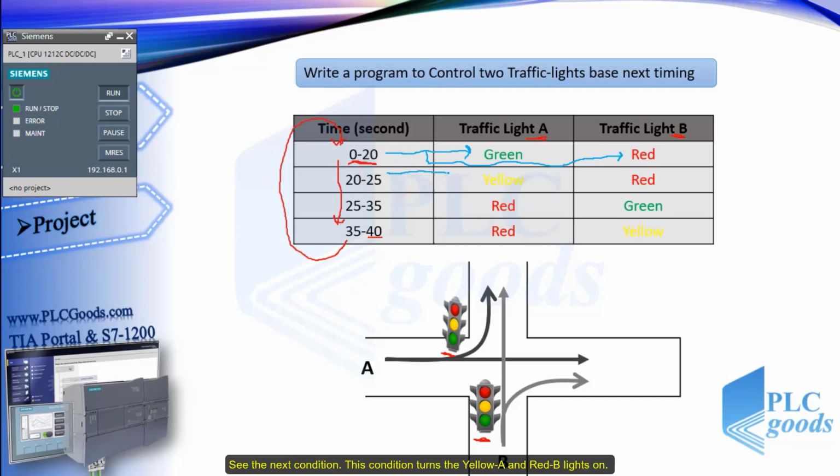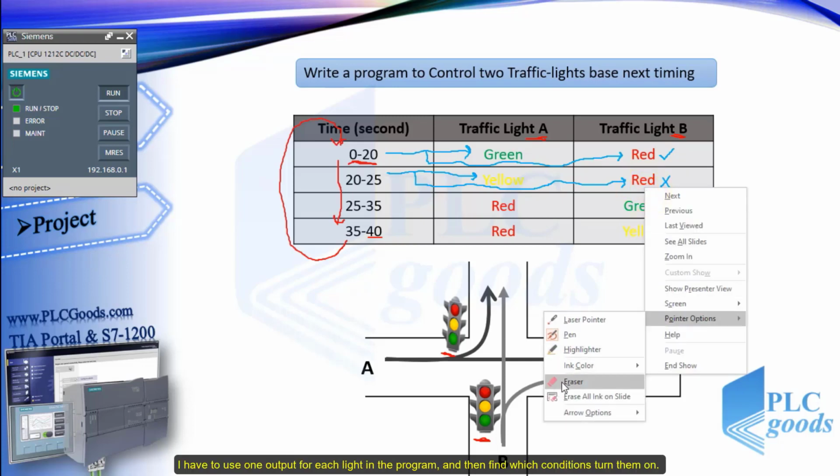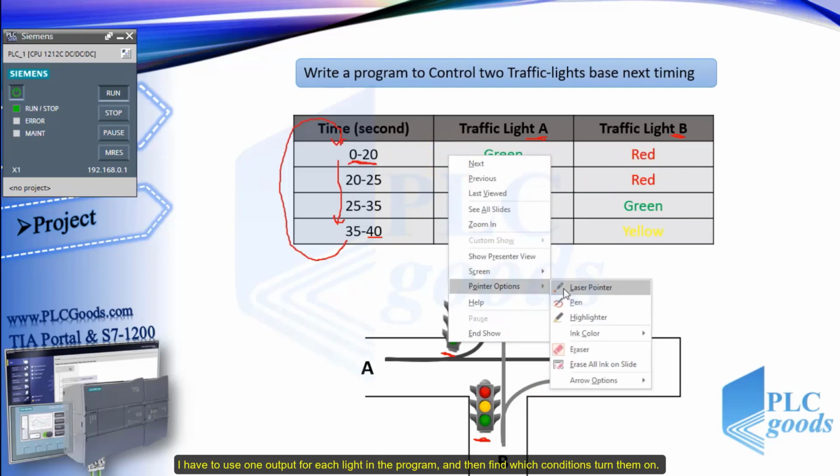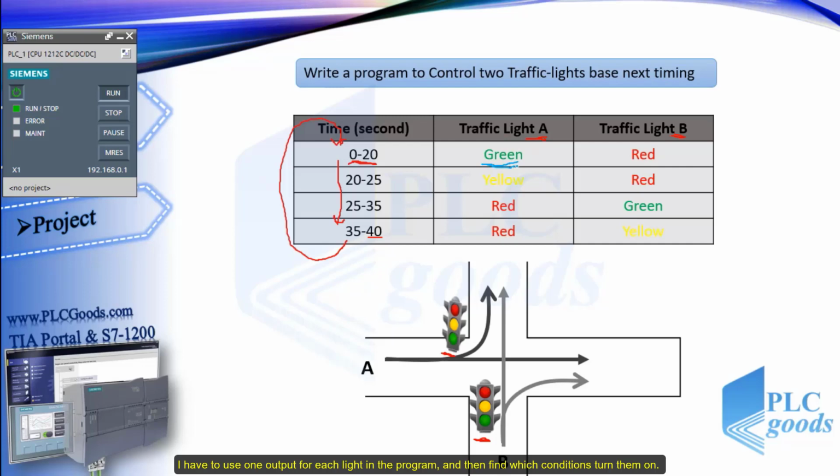Why? See the next condition. This condition turns the yellow A and red B lights on. Now suppose the timer is at 10 seconds. Based on the first condition, the red B light must be on, but the CPU turns it off because of the second condition. The second condition takes priority over the first one. I must write my program based on the outputs. I have to use one output for each light in the program and then find which conditions turn them on.